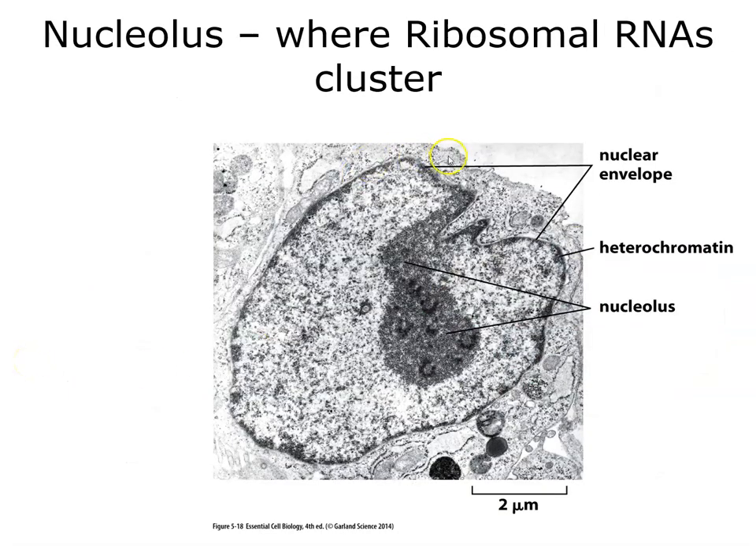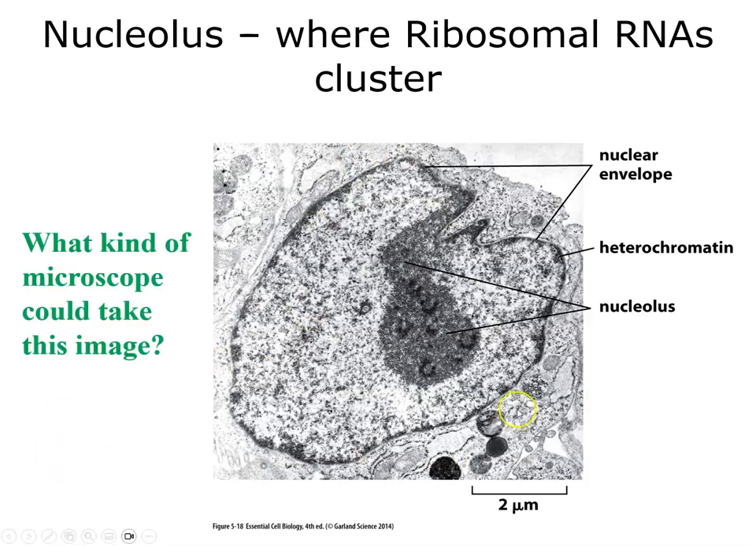Here is an image looking at the nucleolus, where the ribosomal RNAs cluster. So these are going to be forming here. And this is the heterochromatin, so these are different densities of these different DNA molecules. Ribosomal RNAs will be on multiple genes, but they usually cluster together in the middle here. Another quick question, what kind of microscope could take this image? It's different, right? That other one was more three-dimensional and this one's more flat. What two different microscopes can take images like that?